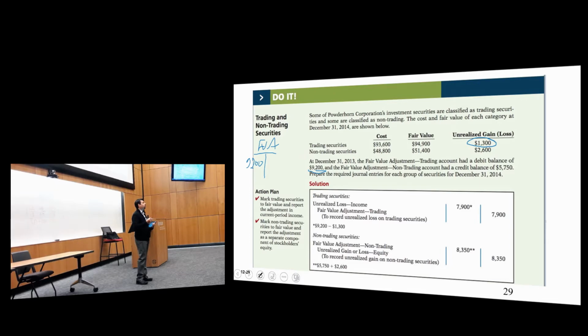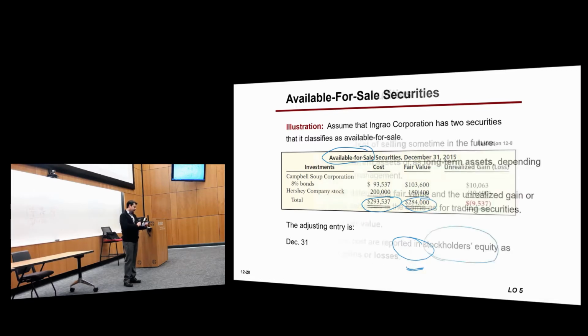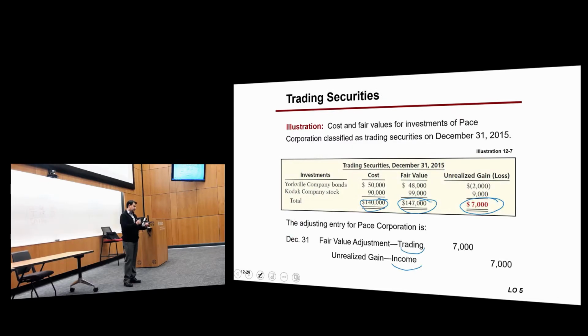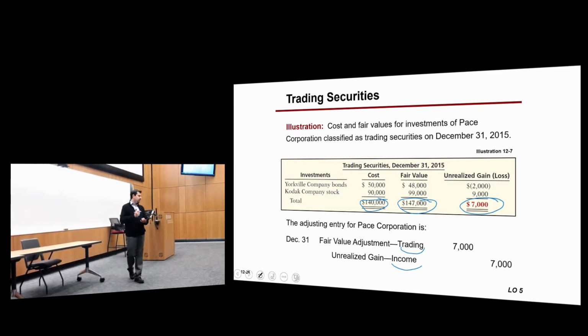Remember, when you have a gain, what do you do with the gain? You credit the gain and you debit the fair value adjustment, right? This was the journal entry when we had a loss. So when we had a gain, what did we do to fair value adjustment? We debited the account. We credited the gain and debited fair value adjustment. So when you have an unrealized gain, you credit unrealized gain and debit fair value adjustment, okay?